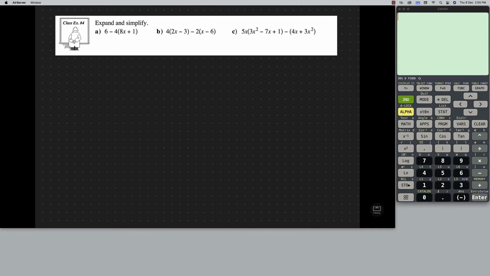Okay, here we just have basically the same thing, except there's a little bit more complexity to it. So let's start with the first one, which says 6 minus 4 times (8x plus 1). So this is multiplication, and then we have a subtraction right here, and they're sort of separate. So I need to deal with the multiplication one first, because I'm just following the rules of BEDMAS. And multiplication comes before the subtraction.